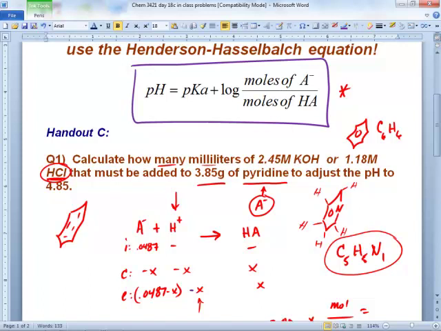So we're supposed to set it up in this one? Log of the moles of the base, which is this one, all over the moles of the acid, which is this one. So we don't include this one. No, it doesn't fit in there.